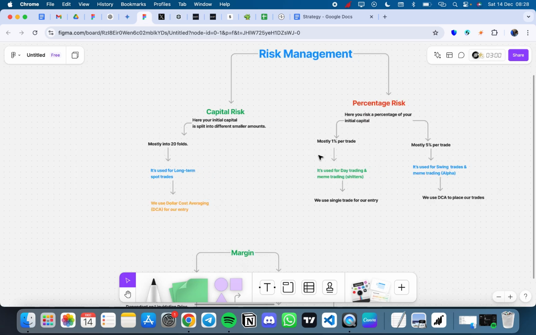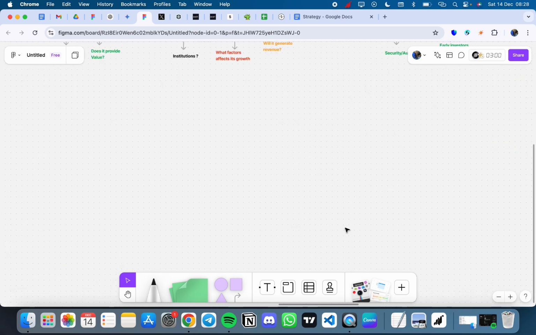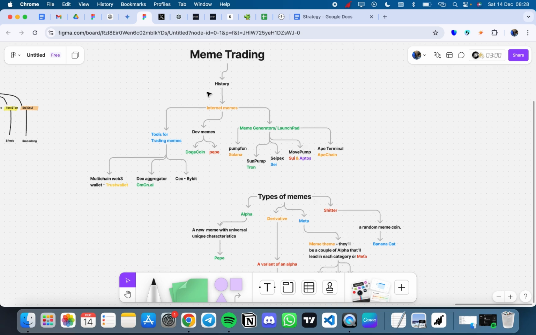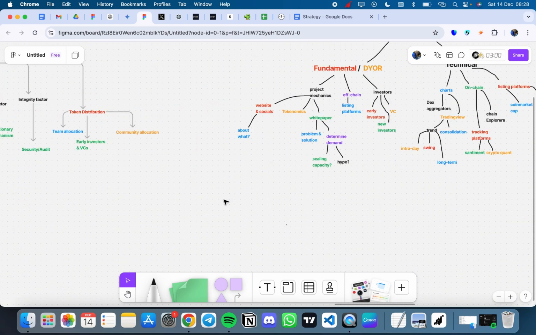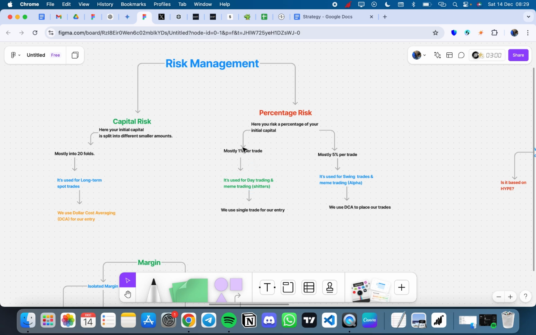The next thing we have on here is percentage risk management. We use this for regular day trading, and then we also use it for meme trading. We'll talk about memes later on, we'll get there. But right now, percentage trading is for day trading and meme trading.